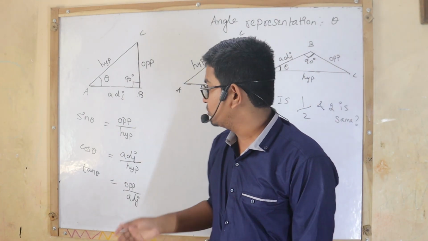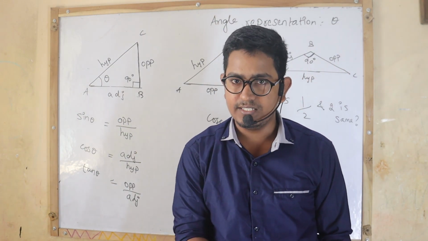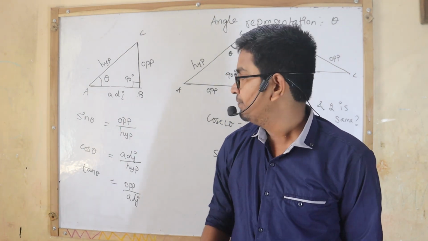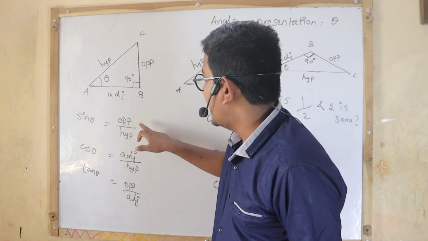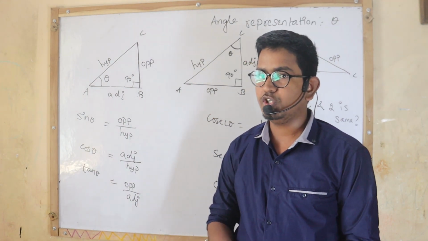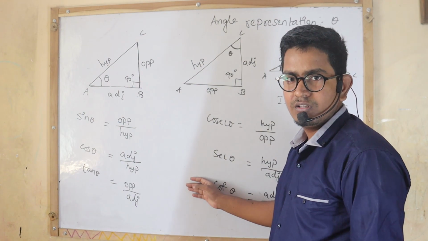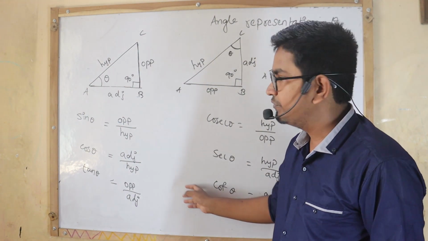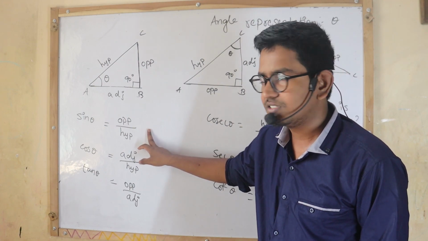So for these 6 ratios, I have to establish the relationship with the angles. So it is the relationship between the angle and the length of the sides. That is what we are studying in trigonometry. So here I am having 6 relations of the angles and the sides of the triangles, right?